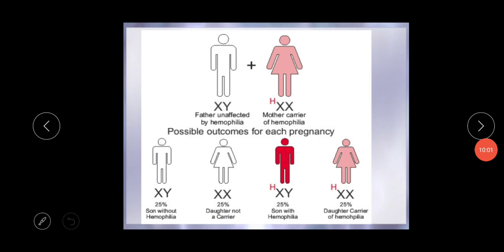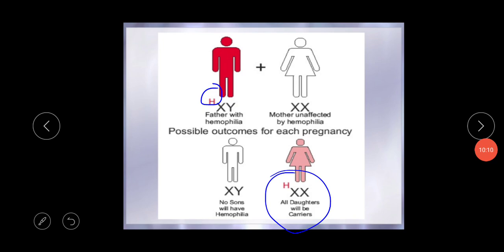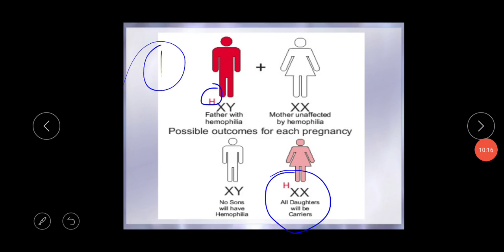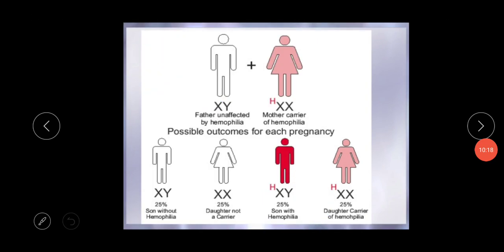Another case is where the father is unaffected but the mother is a carrier. I have drawn two possibilities. The first possibility is that the father is hemophilic but the mother is normal, unaffected. And the second possibility is that the father is normal but the mother is not hemophilic but a carrier.